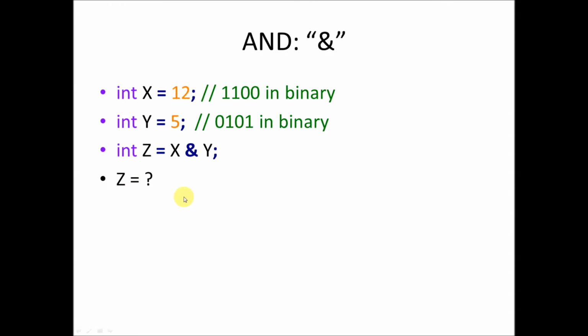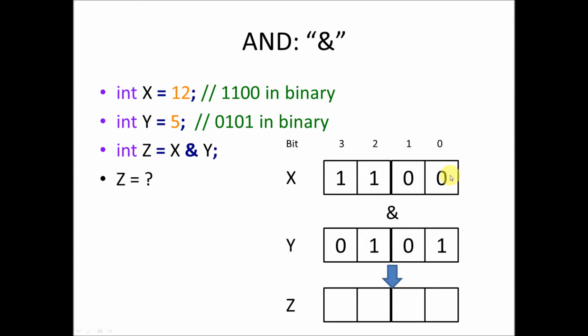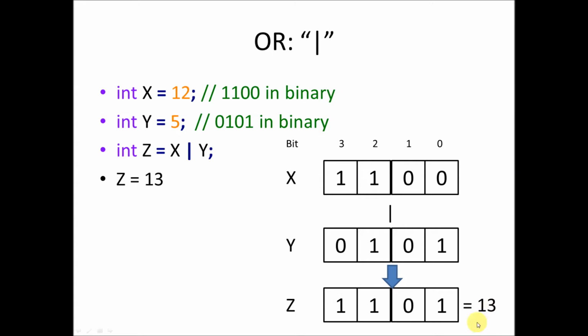If we want to know what z will be, we just plot these out, and it goes column by column. So 0 and 1 gives us 0, 0 and 0 gives us 0, 1 and 1 gives us 1, and 1 and 0 gives us 0. So we end up with the binary value of 4 stored in z. For the OR pipe operator, we do the same thing, x OR y, and we go column by column. So 0 OR 1 is 1, 0 OR 0 is 0, 1 OR 1 is 1, and 1 OR 0 is 1, which gives us 13 as a numerical value.